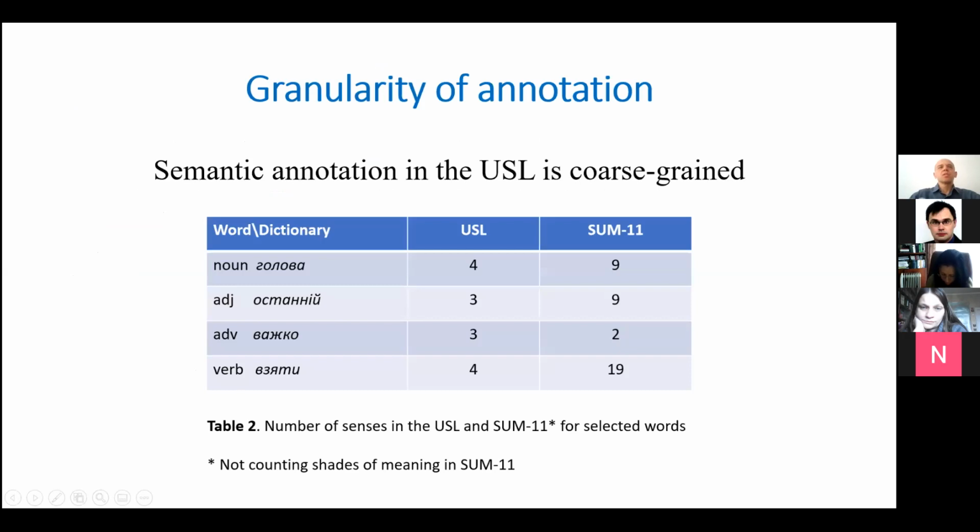As I've said, semantic annotation in the USL is coarse-grained, and a little comparison with sense division in SUM 11 shows that, in general, the number of senses in the USL is lower. And that is true even if we don't count the shades of meaning in SUM 11. For some of the words, high-frequency words, there are many shades of meaning. In some formal models, they can be counted as individual senses.